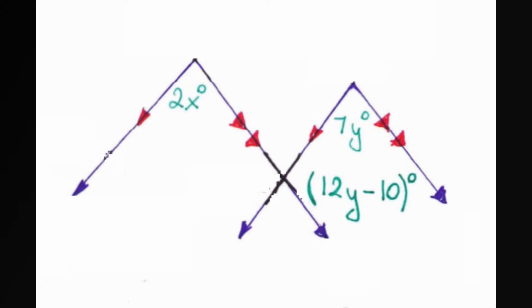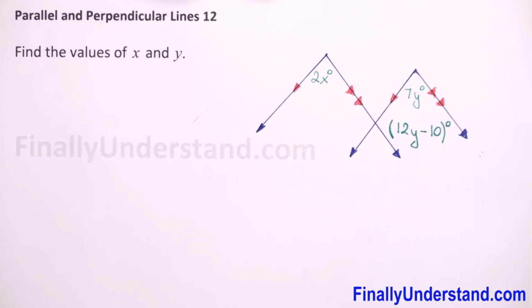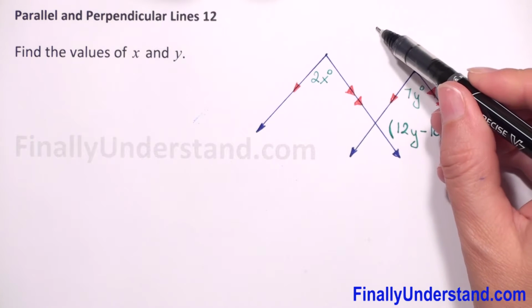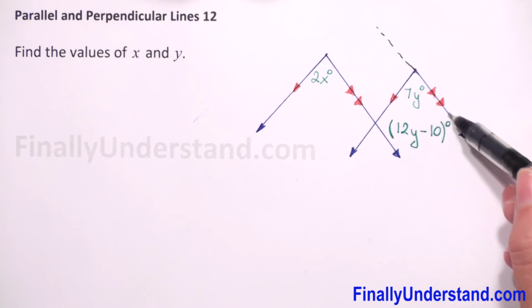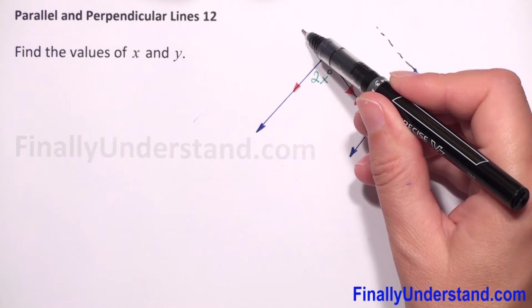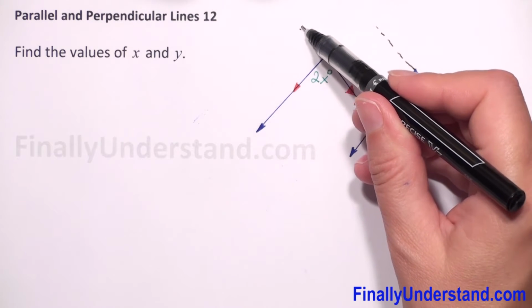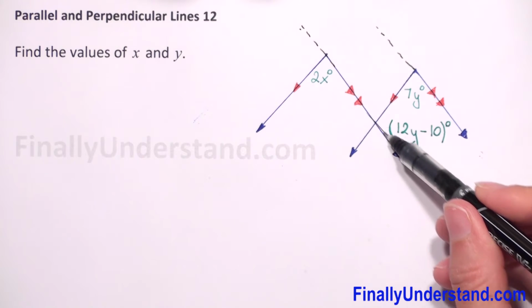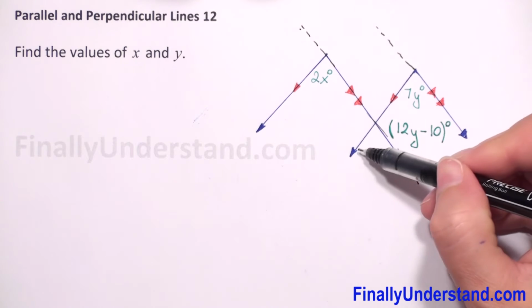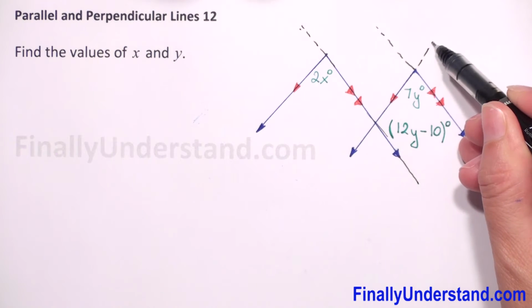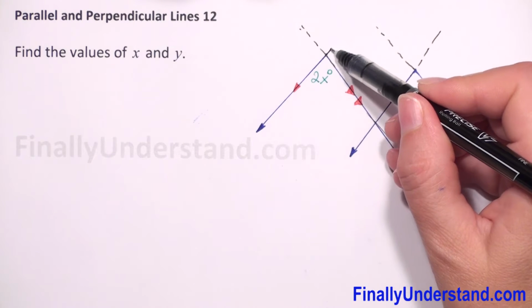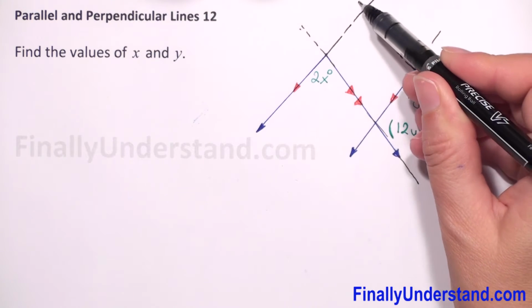We have to find the value of x and y. On this diagram we see that we have two pairs of parallel lines. If you extend this ray, we have one parallel line, one line which is parallel to that, and this line is parallel to that.